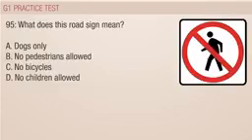Question 95. What does this road sign mean? A. Dogs only. B. No pedestrians allowed. C. No bicycles. D. No children allowed. Answer B. This is a no pedestrians road sign.